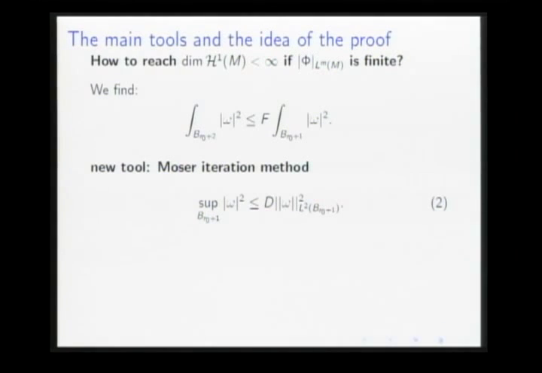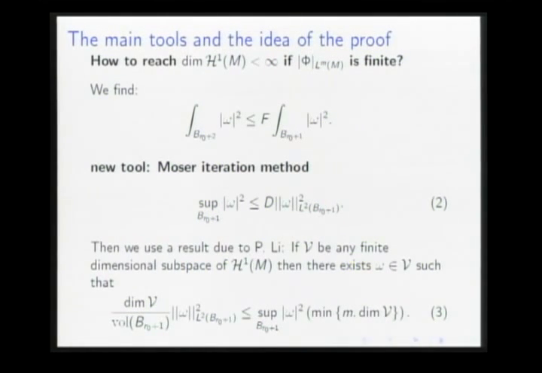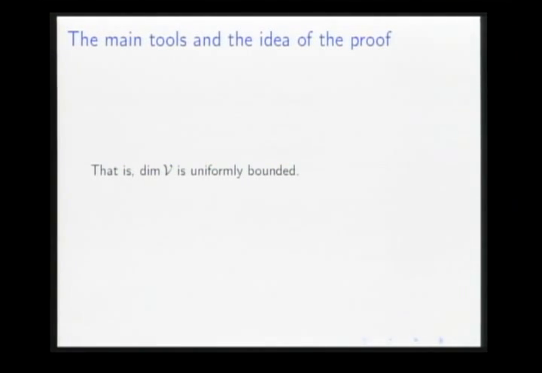And then there's a very important result of Peter Li, which says that if V is any finite dimensional subspace of this space, then there exists an element of V which satisfies this inequality. Well, so in 2, we prove that these terms can be bounded by that. So it implies that the dimension is uniformly bounded, and it implies that this space has finite dimension, of course. And it ends the proof.